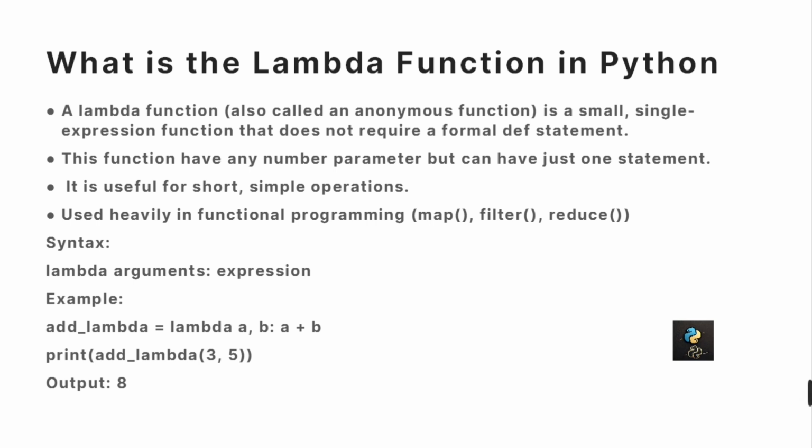For example, in this example you can see adding two numbers, that is 3 and 5, using the lambda function. Like lambda a comma b means we take a and b as the parameters, and a plus b is the expression. So add underscore lambda acts as a variable, means we have to pass the parameter values as well, like 3 and 5, to that variable. That means after printing it, whatever value it is holding, that is 8, it will print.